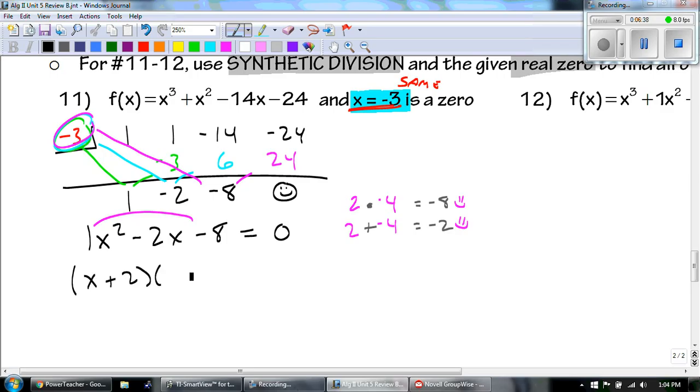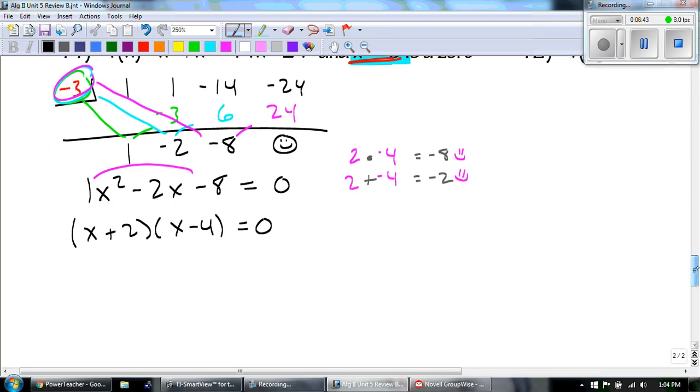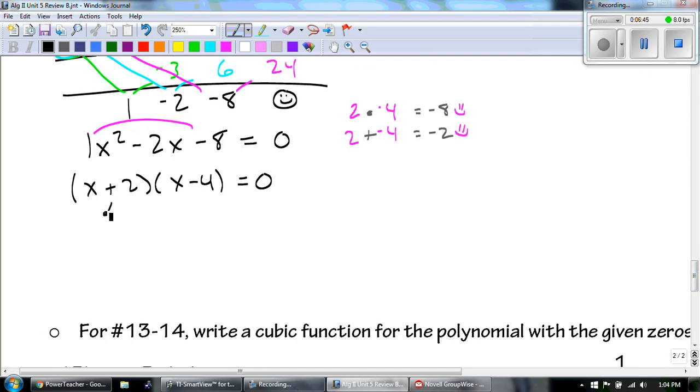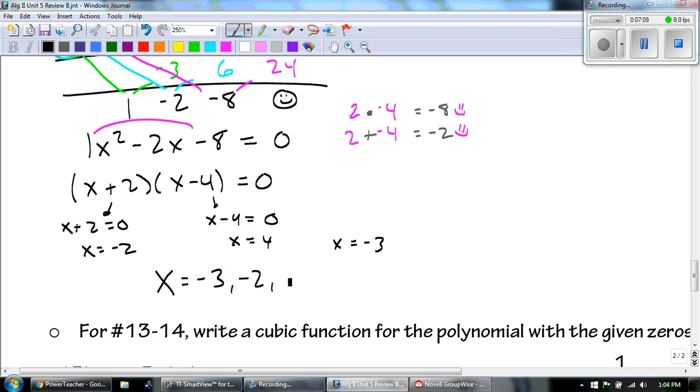So I have x plus 2, x minus 4 equals 0. And then everything with a variable we set equal to 0 and solve. So we get that x equals negative 2, x equals positive 4, and then don't forget the negative 3 that they told us in the very beginning. So when we put those in order, it's negative 3, negative 2, and positive 4.